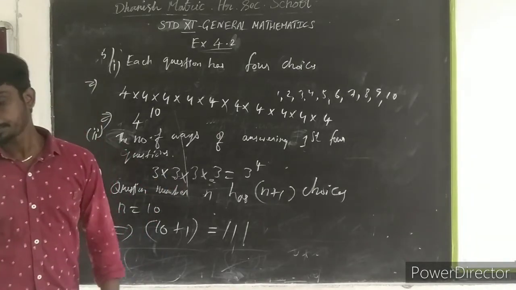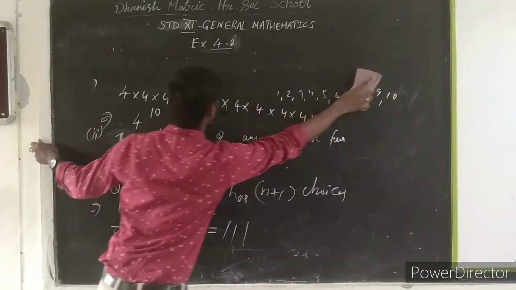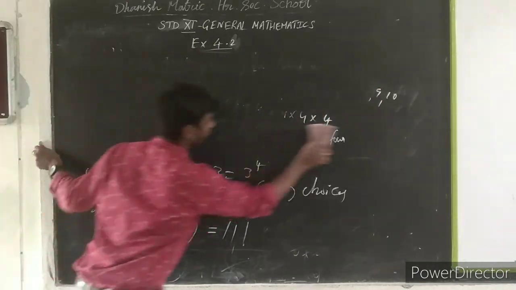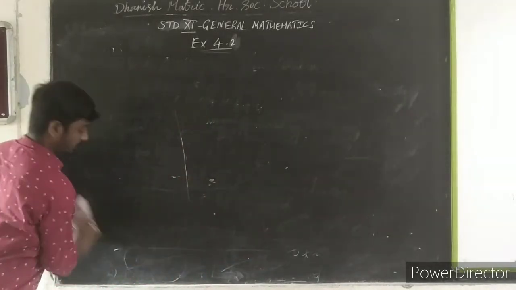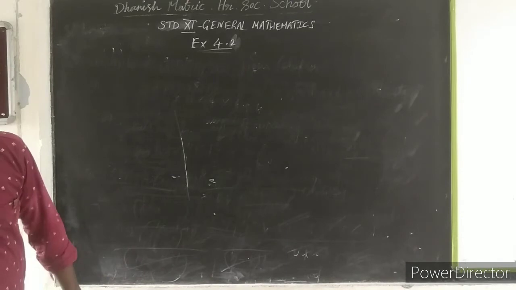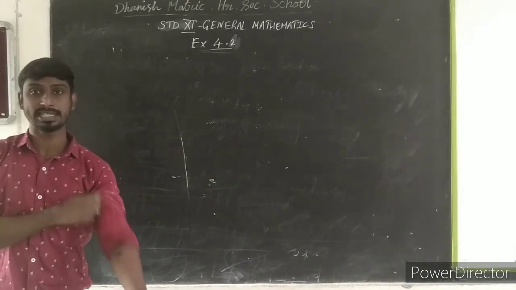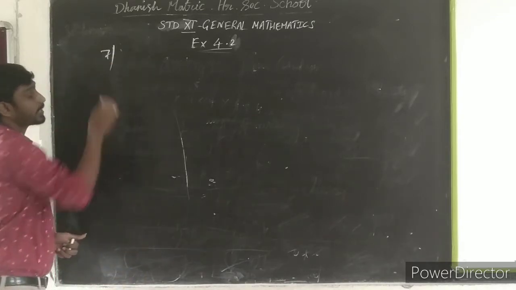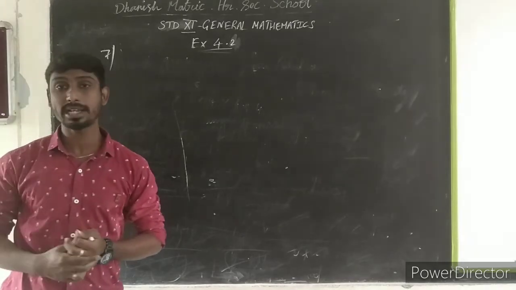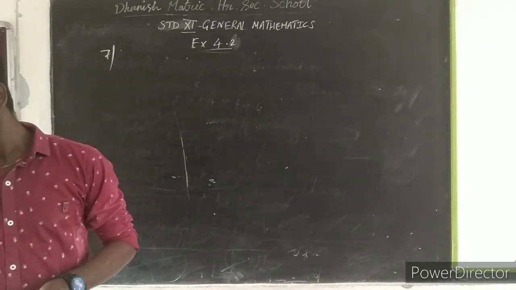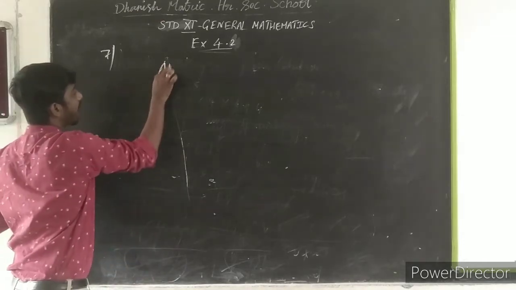Let me see the seventh question here. What is the question given here? The sixth one is homework for you. How many strings can be formed from the letters of the word article? That is the word here: article.